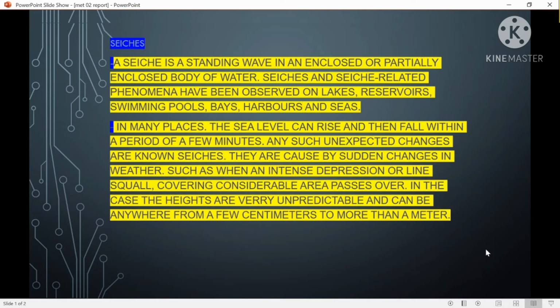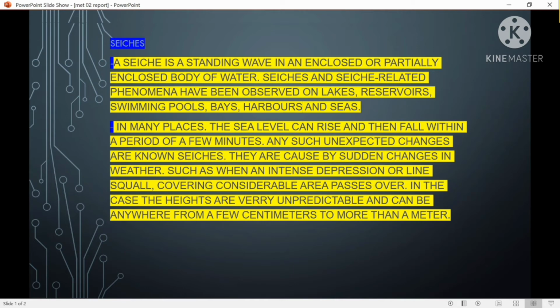Seiches. A seiche is a standing wave in an enclosed or partially enclosed body of water. Seiches and seiche-related phenomena have been observed on lakes, reservoirs, swimming pools, bays, harbors, and seas. Ang seiches, ito yung paggalaw ng tubig na tumataas at bumababa. Ito namang phenomena na to ay na-observe na daw sa lawa, dagat o kaya sa pool na may pare-parehas silang cycle. Yun yung tinatawag na seiches.